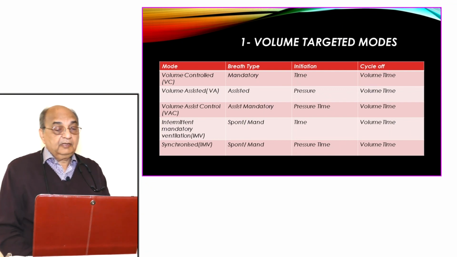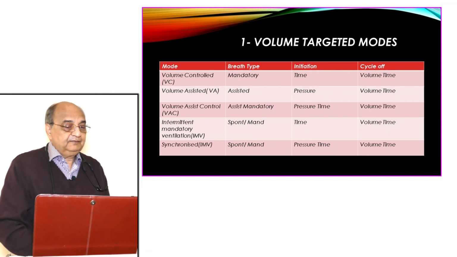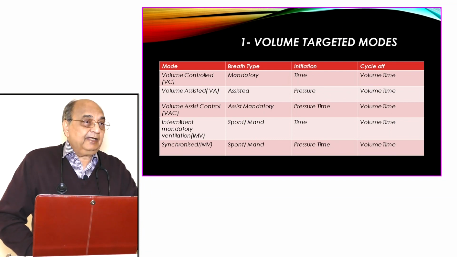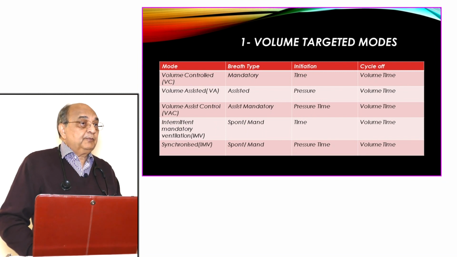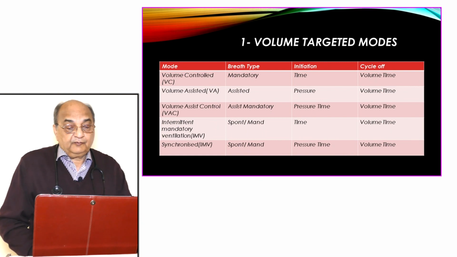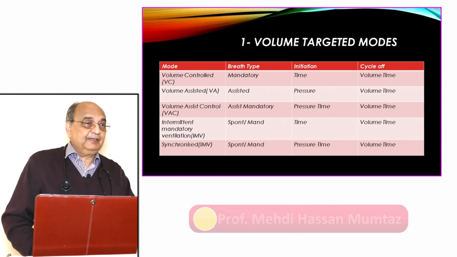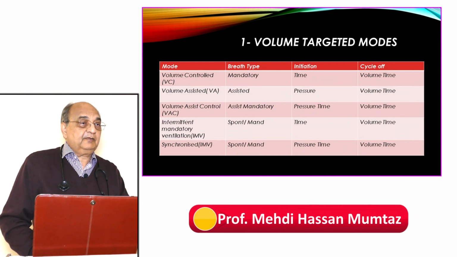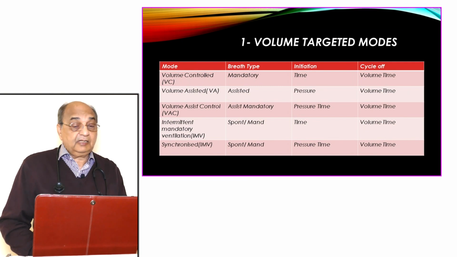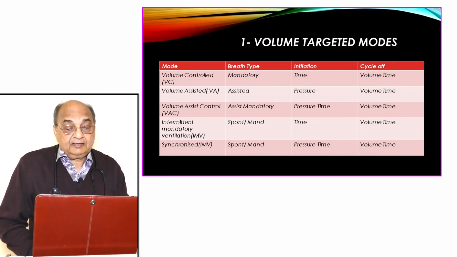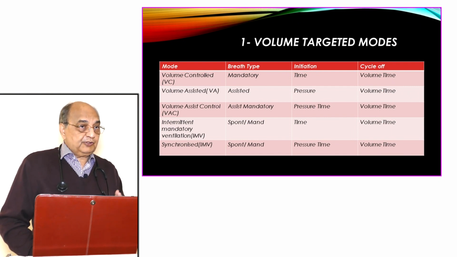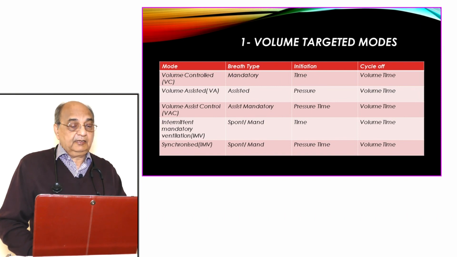Now, in volume control, there are choices. Simple volume controlled ventilation is mandatory. It means all the breaths have to be pushed in by the ventilator. The patient should not be breathing. Then inflation is time cycled. So within a certain period of time, the gas will be pushed into the lung, and that volume should be delivered into the lung in that time period. Then cycling is either volume cycling or time cycling. So you have a choice in both, but the ventilator automatically adjusts it.